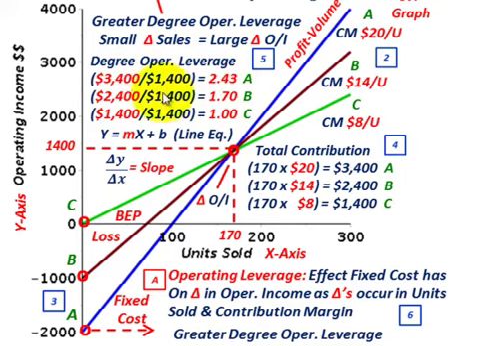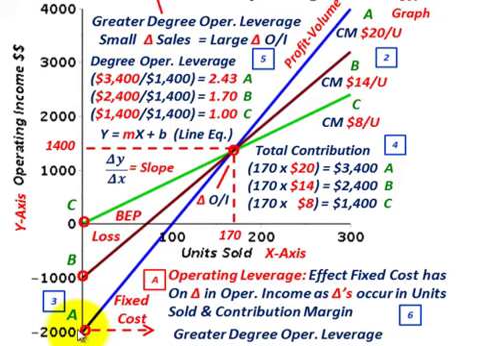Okay, so for alternative B, what do we have here? $2,400 in total contribution, again divided by our operating income of $1,400 gives us a degree of operating leverage of 1.70. And then for alternative C, well, what do we have? $1,400 in total contribution margin, divided by our operating income of $1,400. That gives us 1.